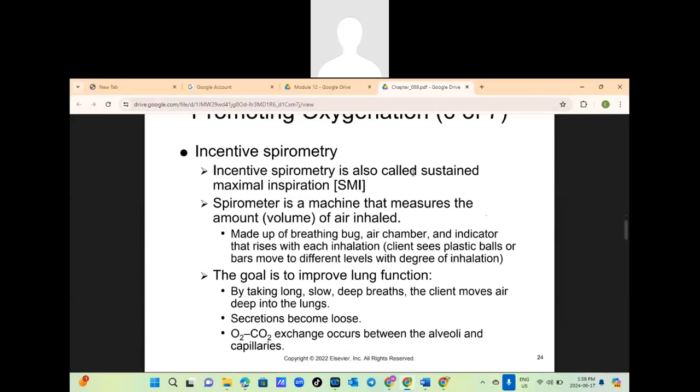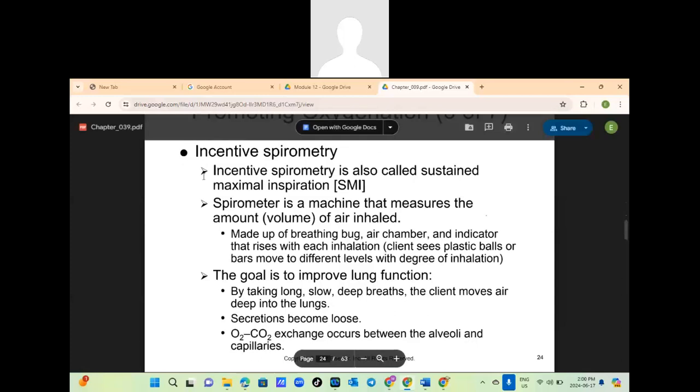It is made up of a breathing bag, an air chamber, and an indicator that rises with each inhalation. The client sees plastic balls or bars moved to different levels with the degree of inhalation. Let me see where that spirometer is. We don't have it here, but later maybe I can find it and show it to you.